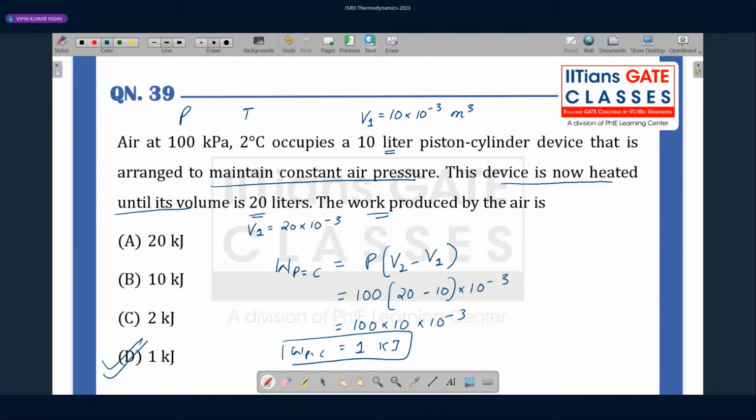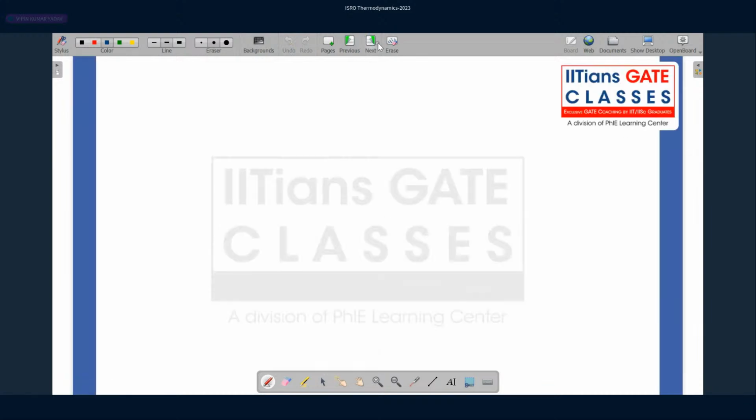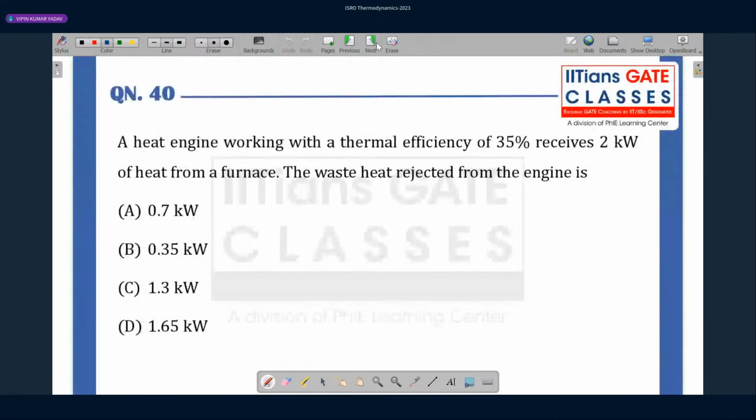Let's move ahead. Now, next question. Also, whenever you see heat engine, heat pump, refrigerator and all, they're very simple questions, bilkul formula based, nothing else.